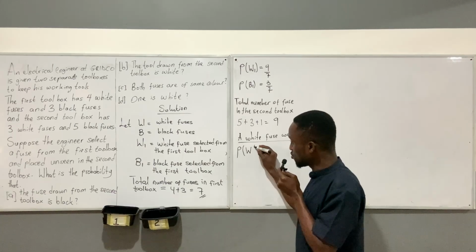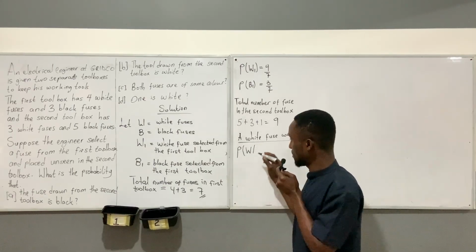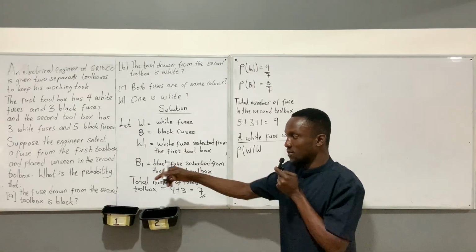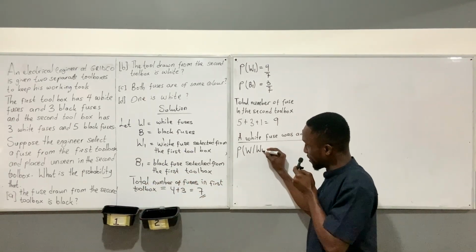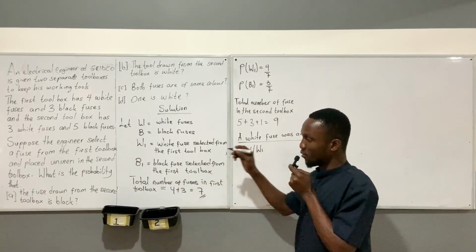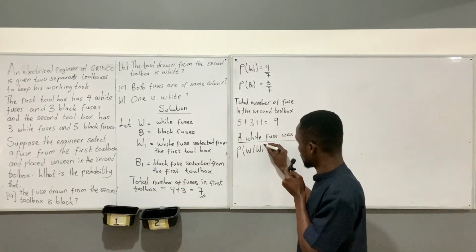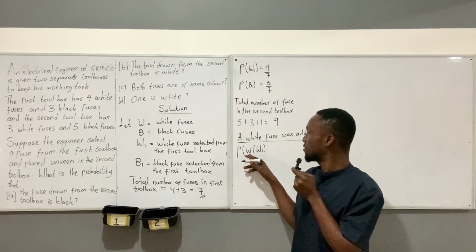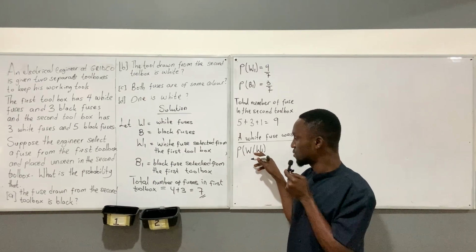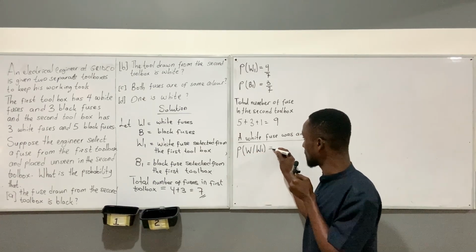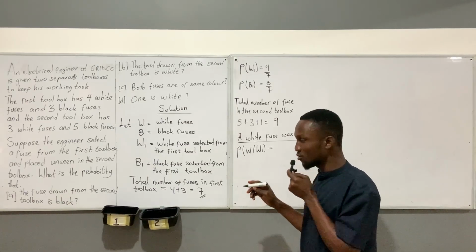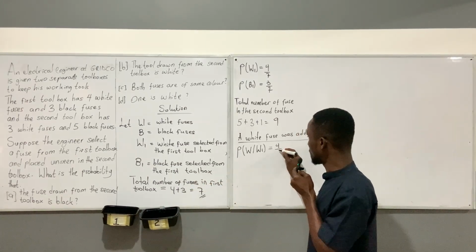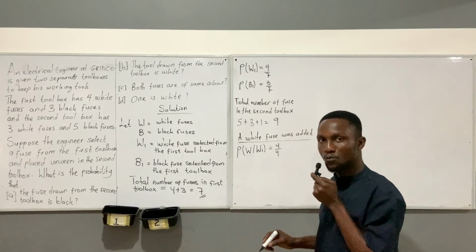Good. Assuming or given that a white fuse was added from the first box, I'll label here 1 because W1 represents fuses from the first box. So now this is a conditional probability of a white fuse given that a white fuse was added. Good. If that is the case, what are we going to get? We are having 4 because it was originally 3, divided by what? 9.